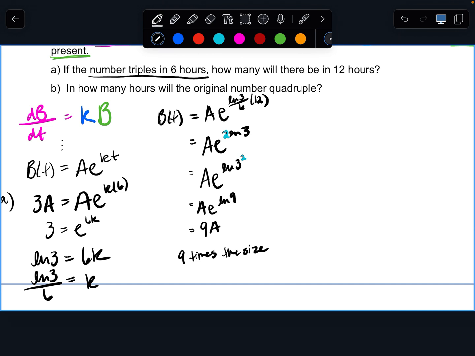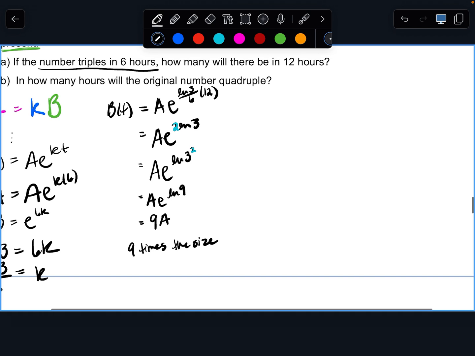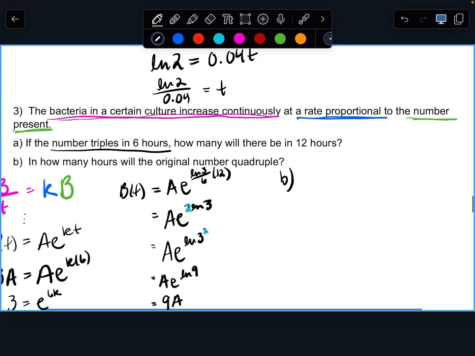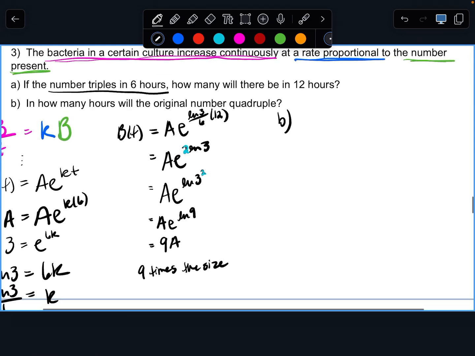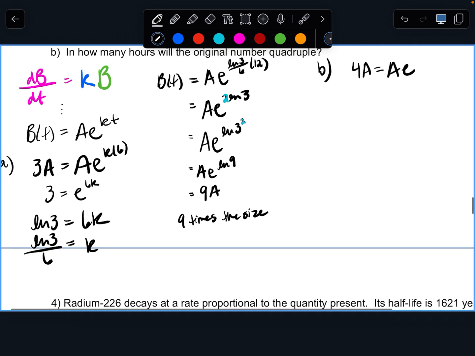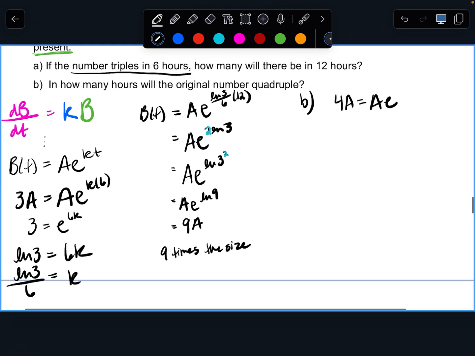Okay. All right, part B. How many hours until the original number quadruples? Okay, so they wanted the triple and the 9 times, but now they want quadruple. So you're gonna solve it the same way as the other one, the doubling one. I want quadruple, so that's 4 equals E, and then I need K. Just kidding, I have K, because I'm dealing with the same stuff.